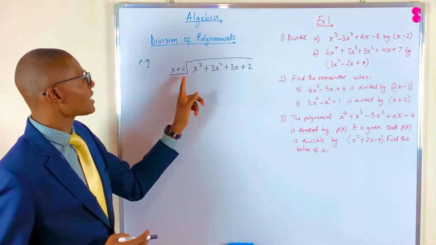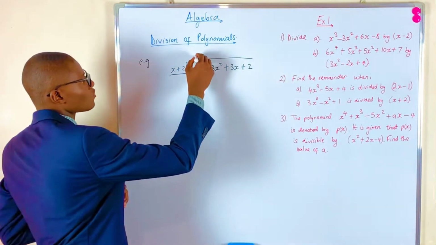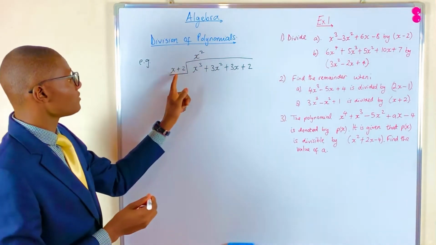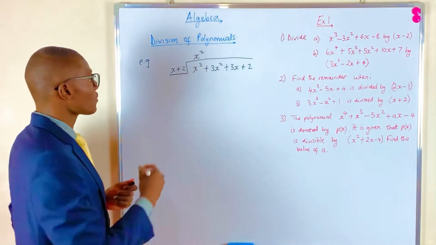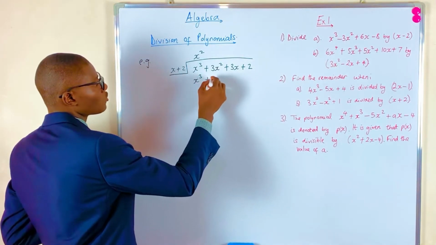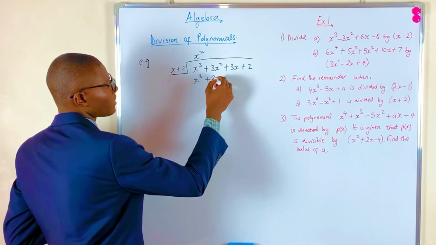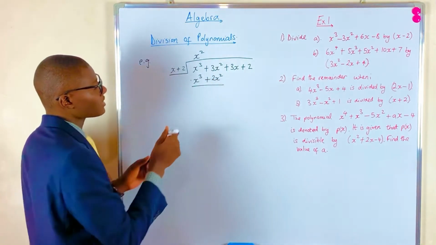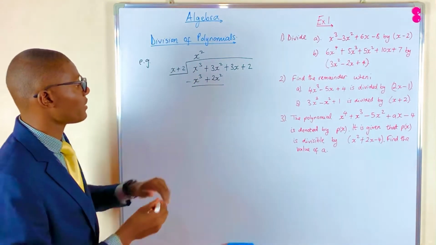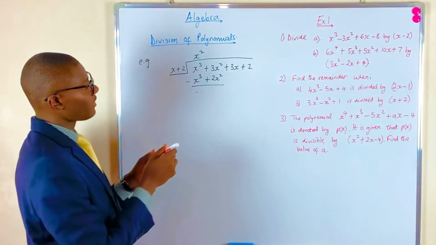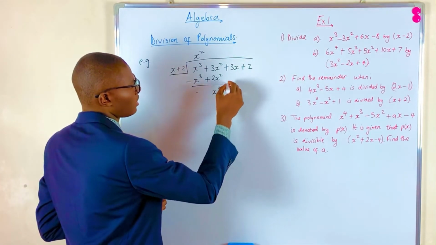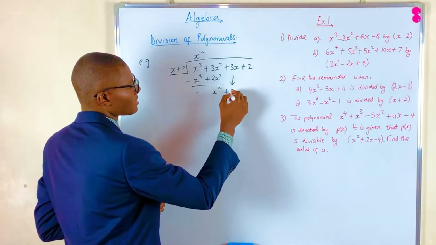So we're saying x into x to the power of 3, we get an x squared. Then now we multiply x squared by x plus 2. So x squared times x, we get x to the power of 3, plus 2 times x squared to get 2x squared. Then now we subtract. So we're saying x to the power of 3 minus x to the power of 3, we get a 0 here. And then 3x squared minus 2x squared, we get an x squared. Then we drop the plus 3x.